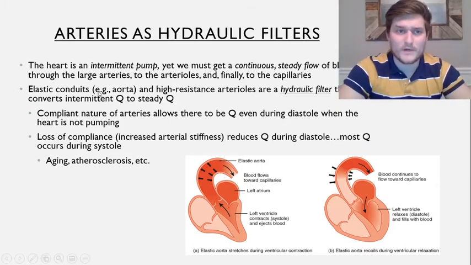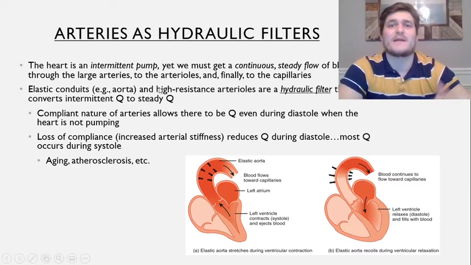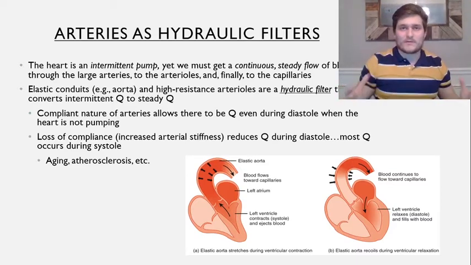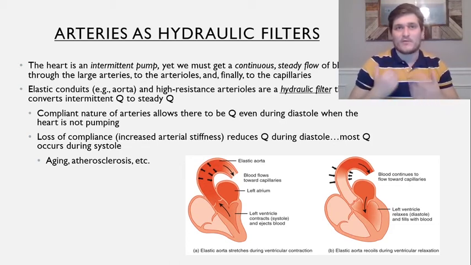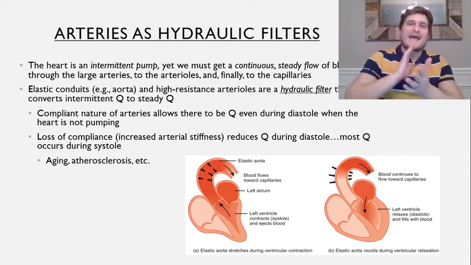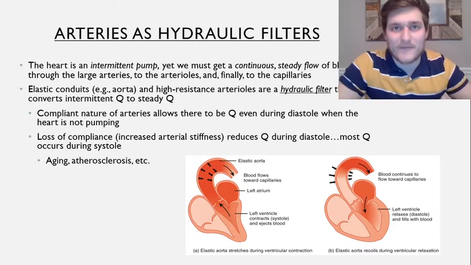The aorta and the large arteries have a lot of elastic connective tissue. You combine that with the high resistance arterioles, and these are going to act together as a hydraulic filter. Instead of having this intermittent flow of blood that's based on the phase of the heart, we're going to have a steady, continuous flow of blood throughout the cardiovascular system.